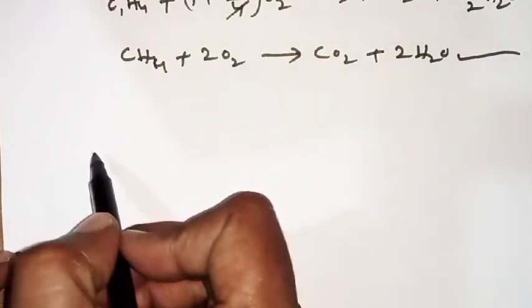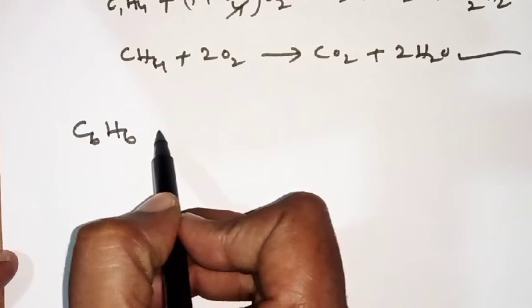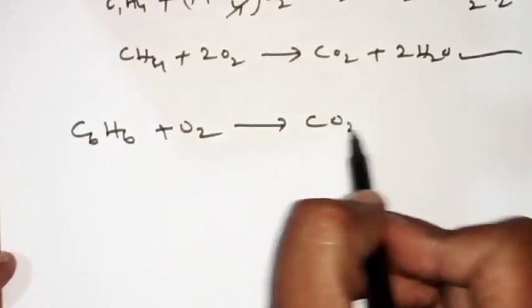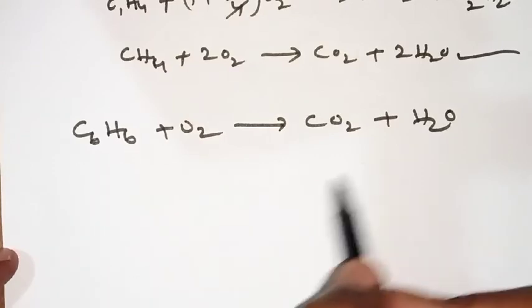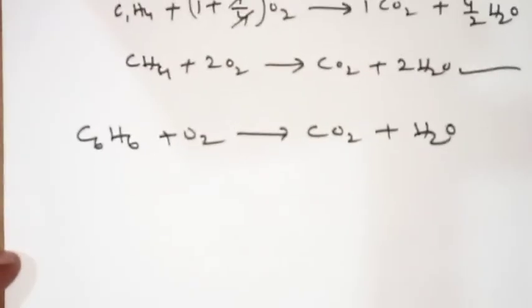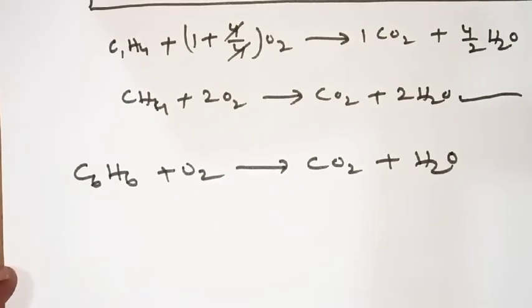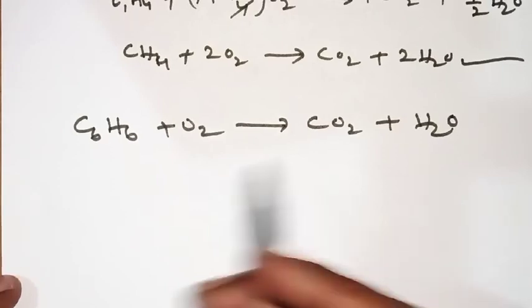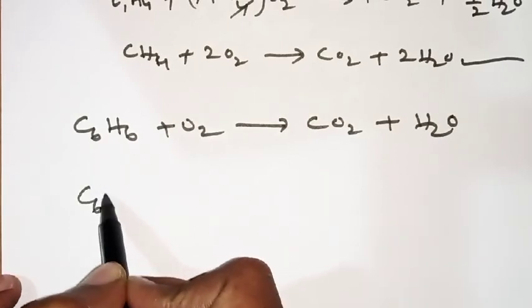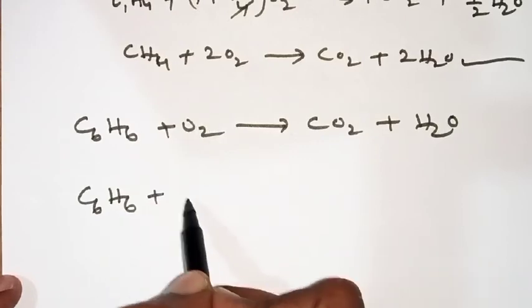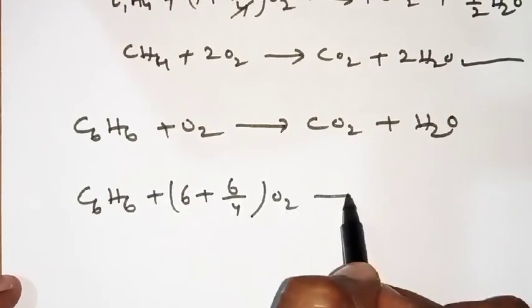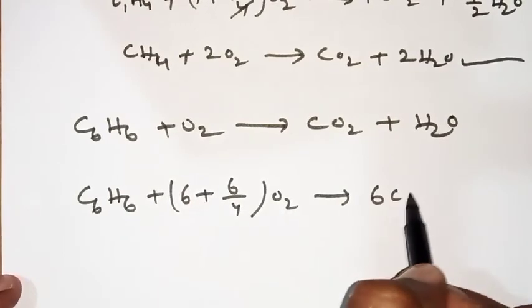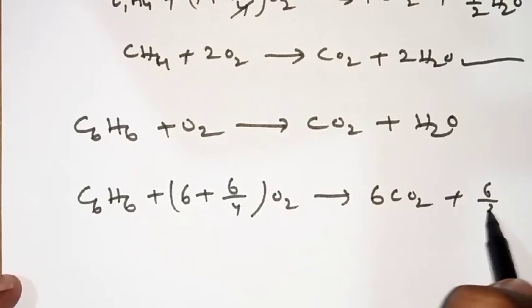Benzene, which we repeatedly use. C6H6 plus O2 gives CO2 plus H2O. Is it okay? Benzene with oxygen, that is the benzene combustion reaction. Previously I gave one permanent equation, CxHy, so keep that in your mind. CxHy is C6H6 plus (x plus y by 4). x is 6 here, y is 6, so 6 by 4, O2 gives x CO2, that means 6 CO2, plus y by 2, that means 6 by 2 H2O.